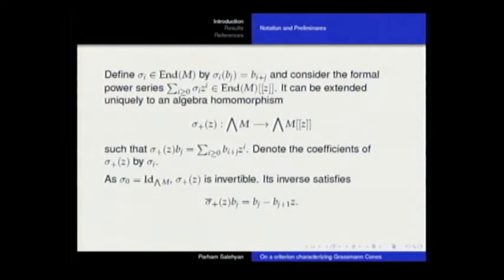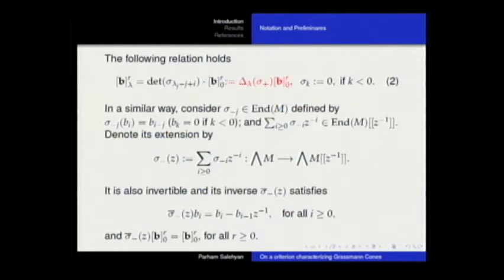As sigma 0, by definition, is the identity map over the exterior power, it is invertible as a formal power series, and its inverse satisfies this equation here that we also use during the proof of the main theorem. This following relation will be important for us. All of the elements of the basis of wedge R can be obtained after finitely many applications of sigma i's over this special element, that is B1 wedge B2, B0 wedge B1, up to B_{R-1}.